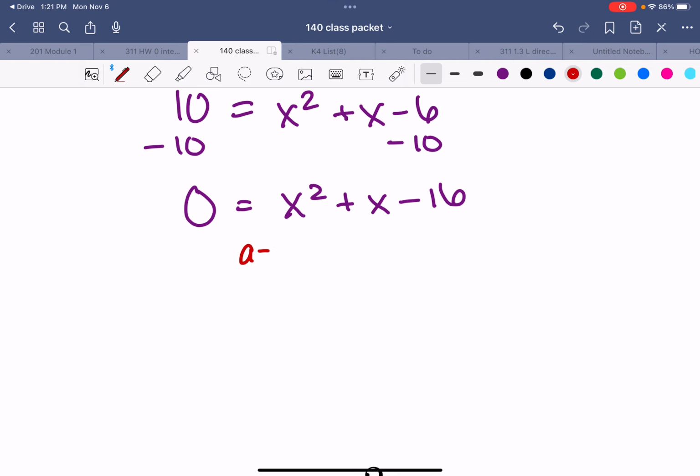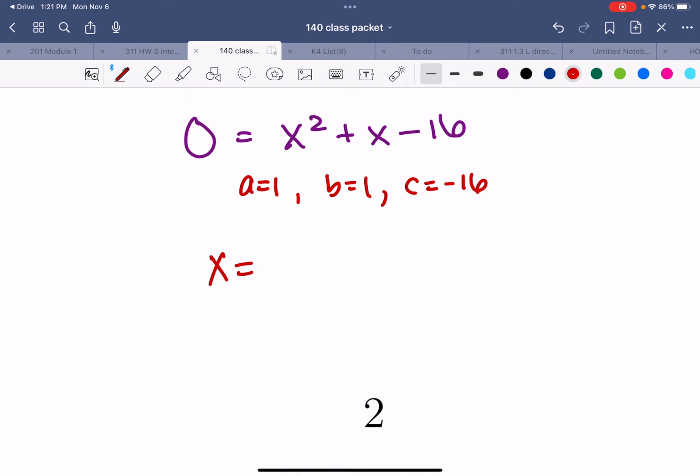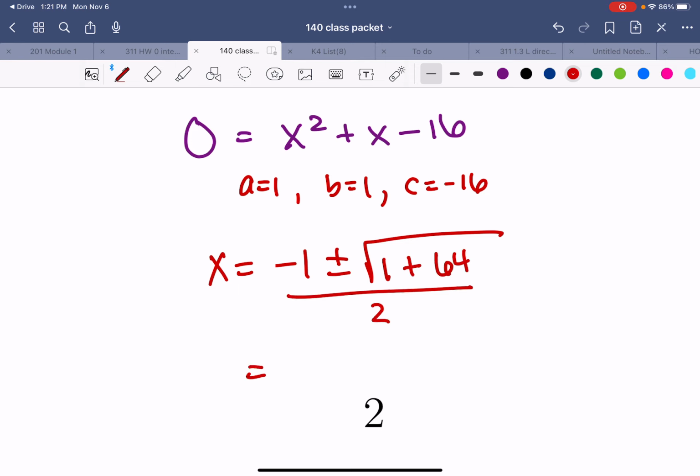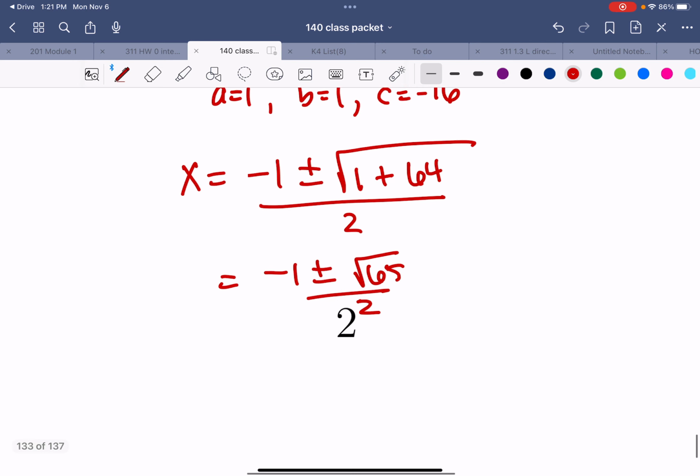So your A is 1, your B is 1, and your C is negative 16. So the quadratic formula tells you negative 1 plus or minus the square root of 1 minus 4 times A times C. So that's 64, but with a minus it becomes a plus, over 2. So this is negative 1 plus or minus the square root of 65 over 2. Now we want to be careful here because this gives us two answers. We have the positive version and we have the negative version.